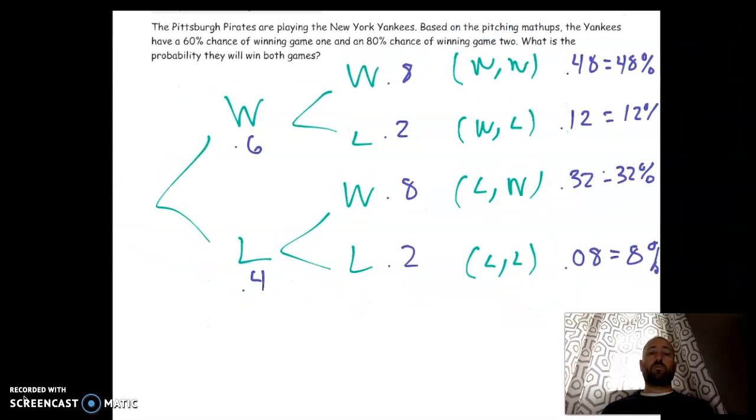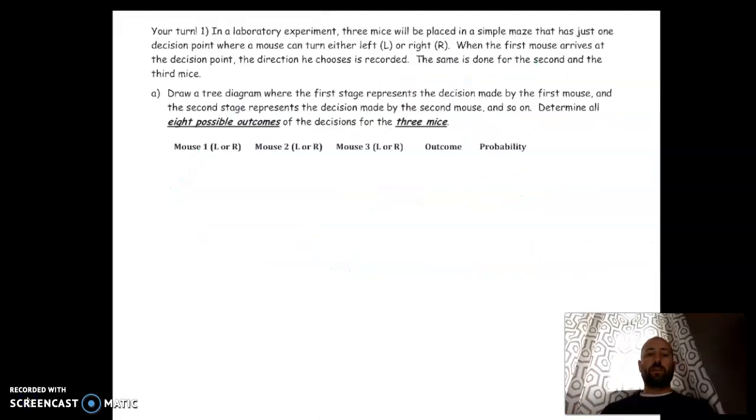Okay, so again, what we're doing is making a tree diagram and listing the outcomes, then using those probabilities with the different outcomes to find the probability overall. Now I want you to try this one and hit pause here in a couple seconds, and then I will show you the answers. In 3, 2, 1, hit pause.